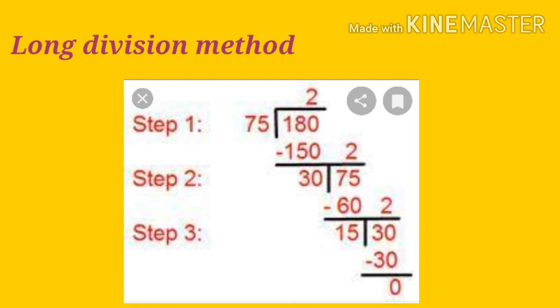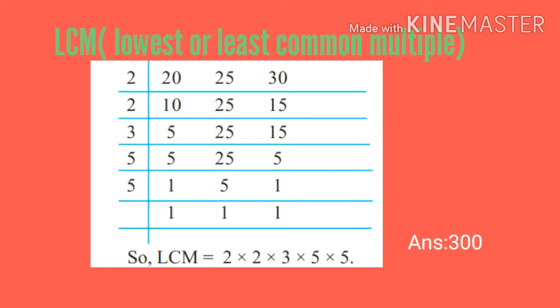So again that 30 we are going to write inside of 15. So 15 2s are 30, and we got remainder 0. So here our HCF will be the last number, that is 15. So the HCF of 75 and 180 is 15. Whatever factor we are leaving at last, that is the HCF of the given numbers.